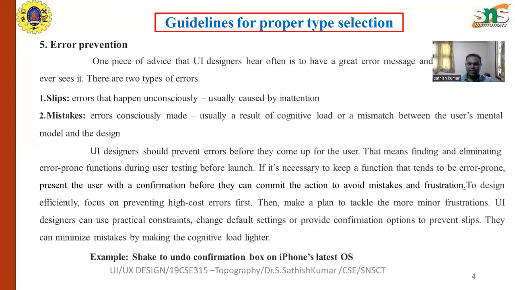The next one is error prevention. Error prevention deals with slips and mistakes. Slips are errors that happen unconsciously, usually caused by inattention. Mistakes are errors made consciously, usually a result of cognitive load or a mismatch between the user's mental model and the design. The example is shake to undo confirmation box on iPhone's latest OS. UX designers can use practical constraints, change default settings, or provide confirmation options to prevent slips. They can minimize mistakes by not making the cognitive load higher.